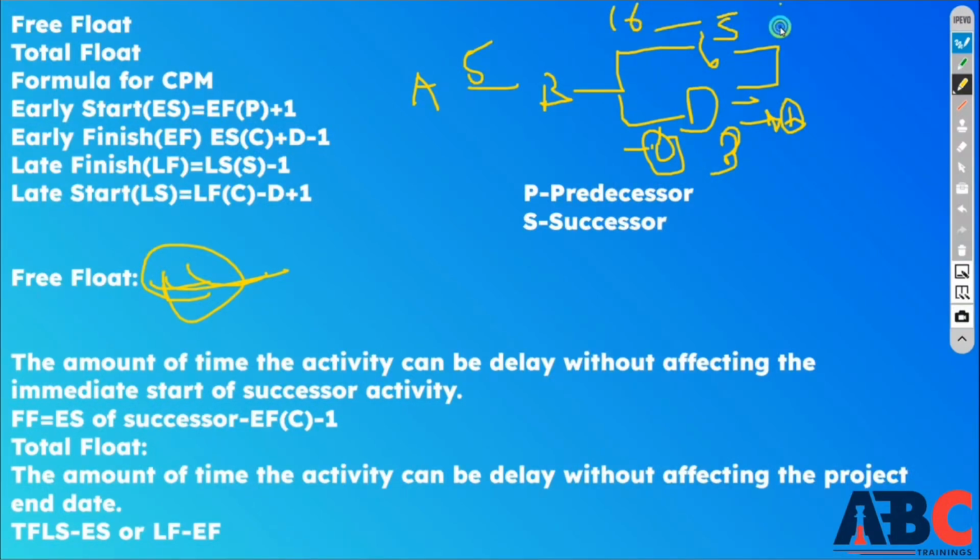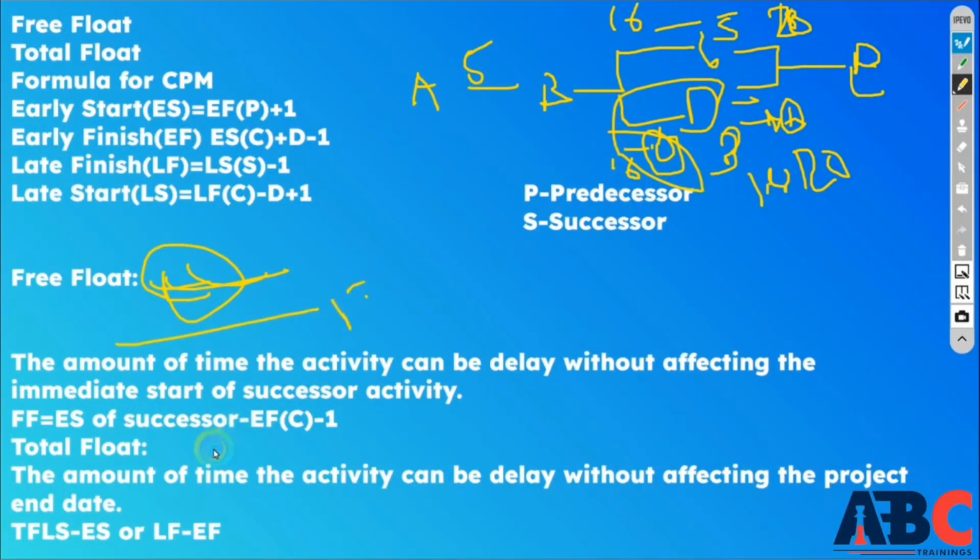Suppose it was going to start on the 16th and end on the 20th. This was also going to start on the 16th and end on the 17th or 18th. It has 2 days, 19 and 20. If it starts on the 17th, it will end on the 19th. If you start on the 18th, it will end on the 20th. Until it ends, your activity E cannot start. So there will be no difference. So this is your free float.